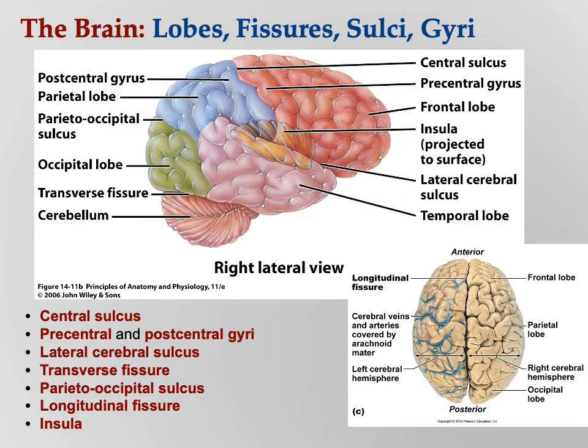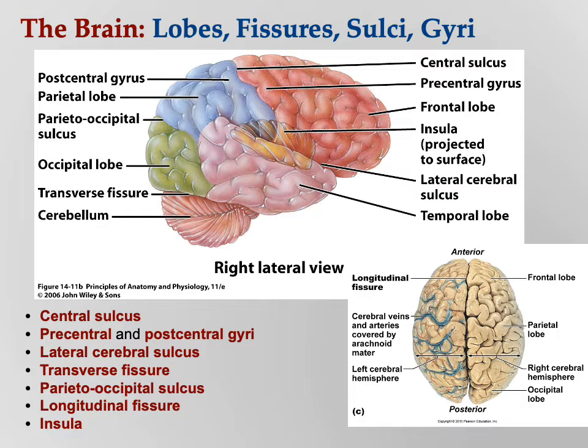So let's, at the very superficial level, start with the cerebrum and start looking at the lobes, the fissures, the sulci, and the gyri. So a sulcus, the word means groove. A fissure is a big sulcus. So a fissure is a really big groove, all right? By the way, sulcus is singular, sulci, plural. Pronounce it any way you want. I don't care, but that's the way it's spelled. Sulcus, S-U-L-C-U-S.